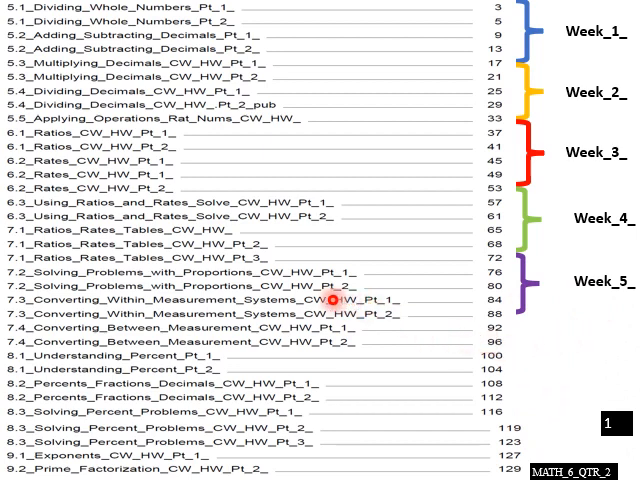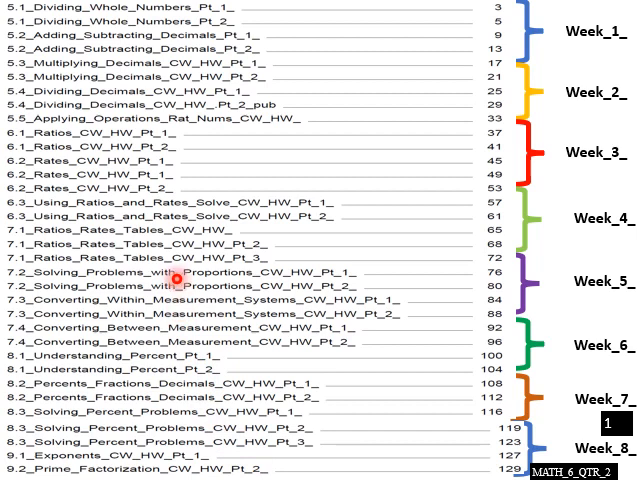And then week 5, we're solving problems with proportions, and then converting within measurement systems using conversion tables and stuff like that. And then converting between measurements, more of that in week 6. And then understanding percent, we can start getting into percent, week 6. And then week 7, percents, fractions, and decimals. And then week 8, solving percent problems.